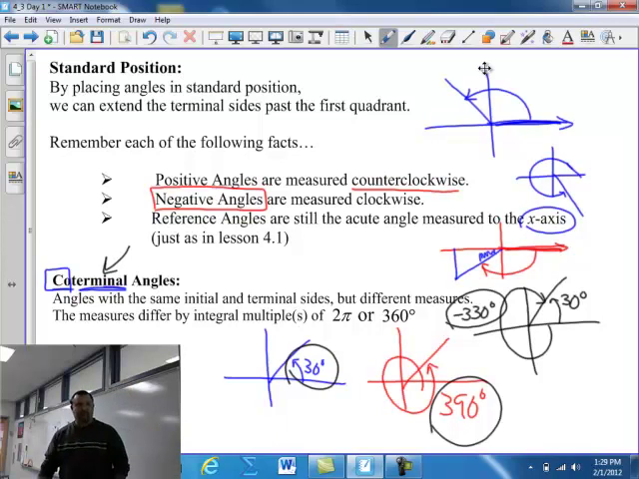So they're basically the same angle. Exactly the same angle. We just call them different measures, different names. It's kind of like a hamster in a wheel. We're going to go round and round, but we're not going anywhere else.